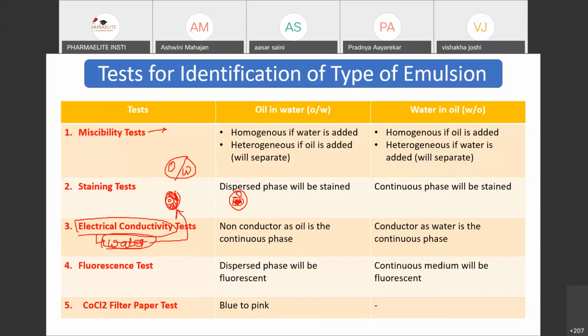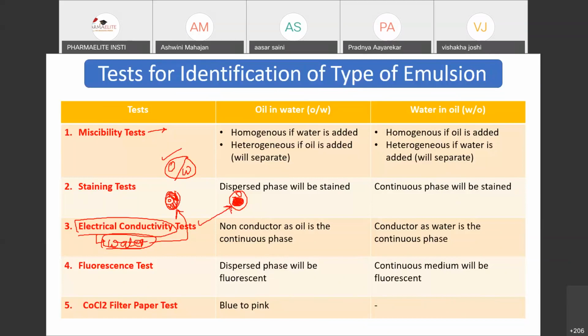Your oil in water emulsion will conduct electricity. Simply, water is the external phase, so water is going to conduct the electricity. So your oil in water emulsion as a whole will always conduct electricity. It's going to be a conductor of electricity. If I talk about a water in oil emulsion, in which water is the internal phase, water inside, oil outside, will it conduct electricity? Oil is the external phase. Will it conduct electricity? No.